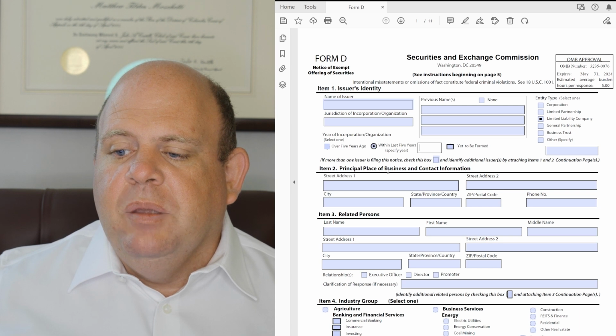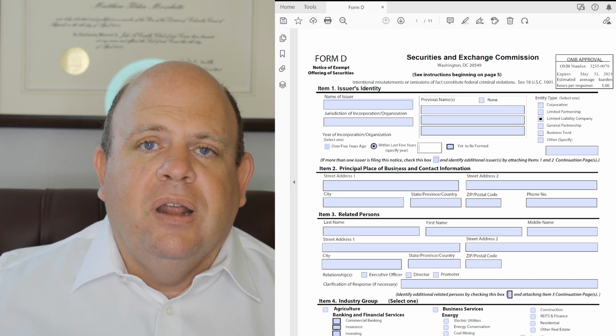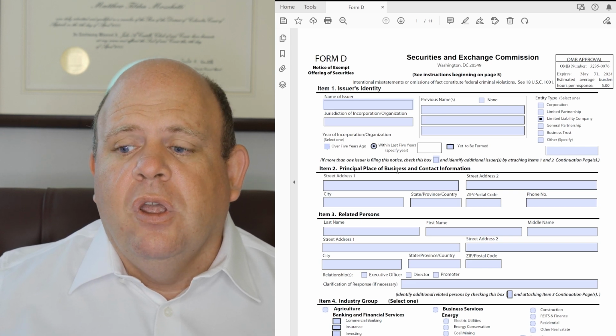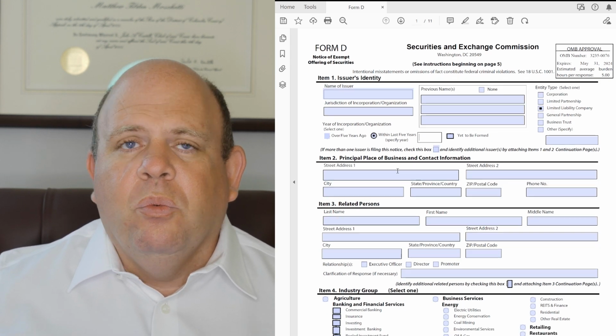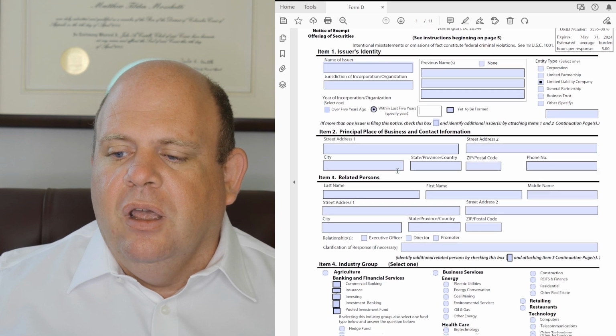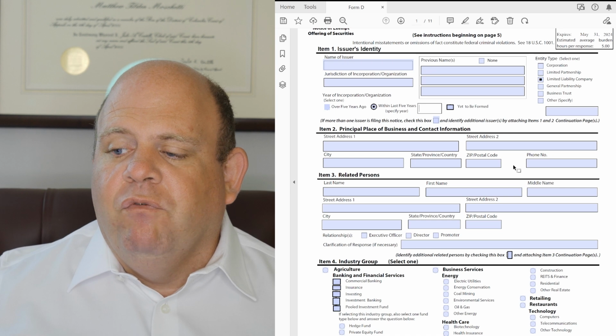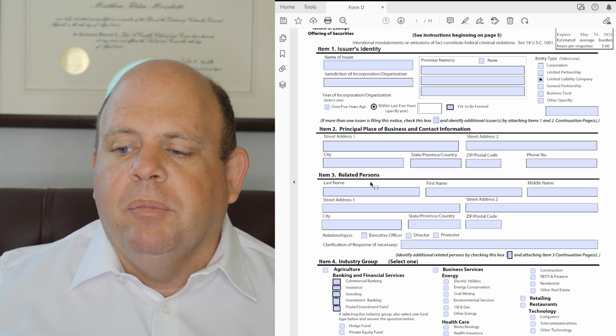Then we get to the principal place of business and contact information. Now this, most of the time, is you as the sponsor, your information, or really whoever needs to get in contact with. So this is going to be just the address for notifications and a phone number.